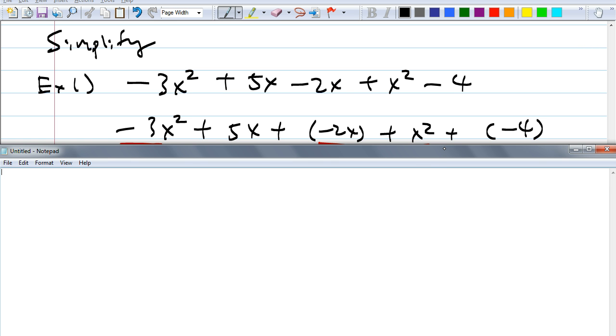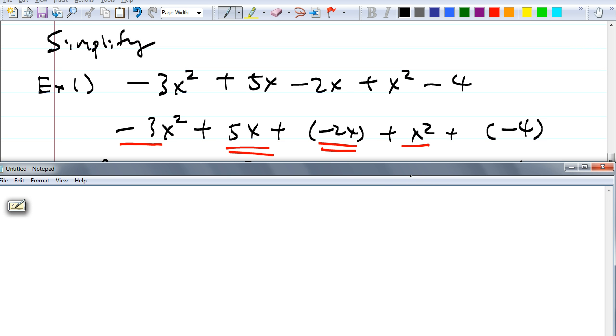Okay, so look what I did. You see what I did there? I underlined the two like terms, negative 3x squared and x squared, and I put two lines underneath the other two terms that are alike, so you can see that better. Now I'm going to rearrange them. Anybody know how I'm going to rewrite this? I'm going to use the commutative property and also the associative property so that I can associate the like terms.